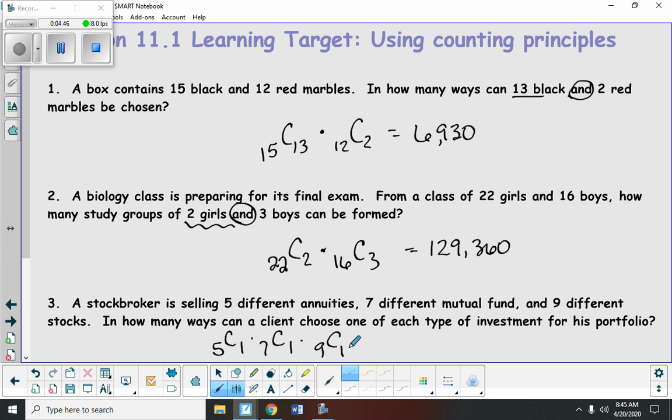I'm just typing this in my calculator here, and you get 315, which when you're just choosing one, is the same as if you went 5 times 7 times 9. Use the fundamental counting principle because you have 5 options, 7 options, and 9 options.